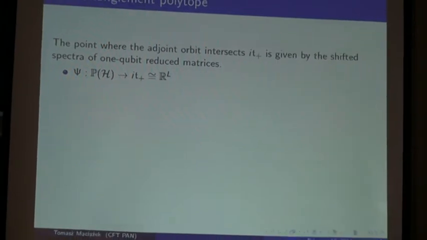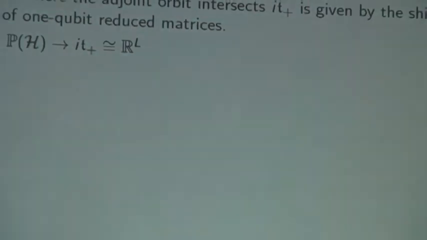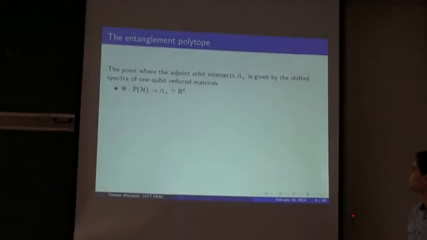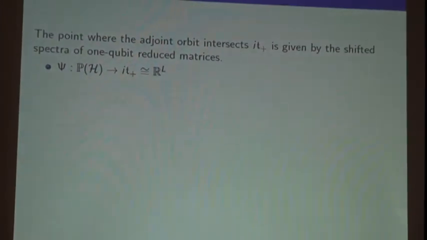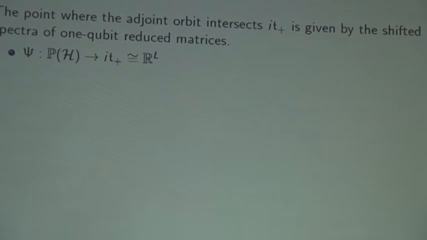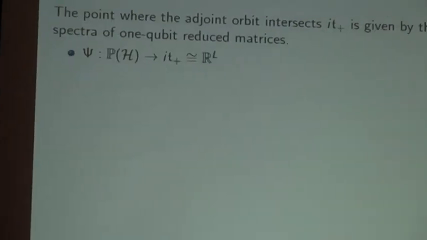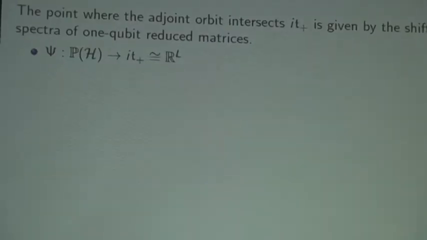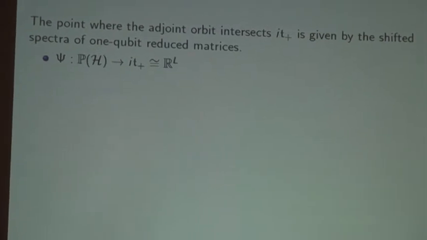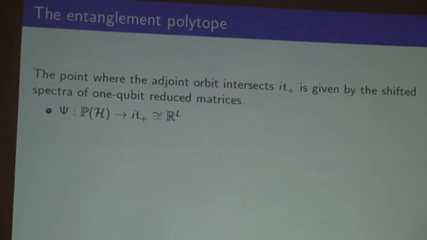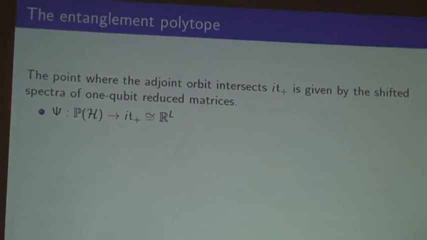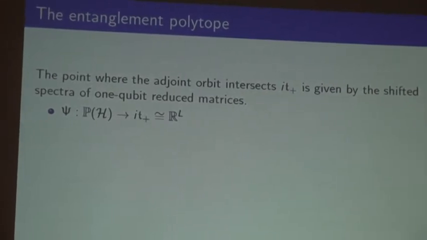So the point where the adjoint orbit intersects this d plus is given by the spectra of those matrices. That was in a way a reason why you subtracted this one half, because then the two eigenvalues just differ in sign. Otherwise they would be quite different, and the ordering would not be so obvious this way.